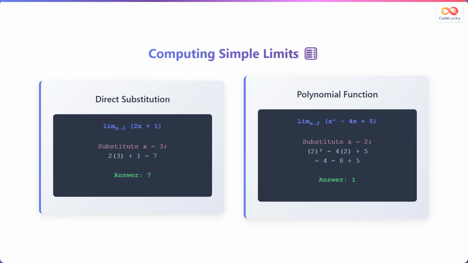Now let's consider another example. To find the limit of x squared minus 4x plus 5 as x approaches 2, substitute x equals 2. This gives us 2 squared minus 4 times 2 plus 5, which equals 4 minus 8 plus 5, which equals 1.